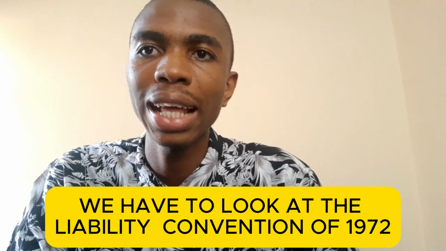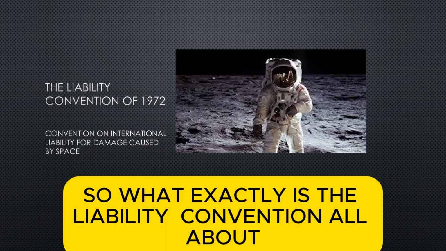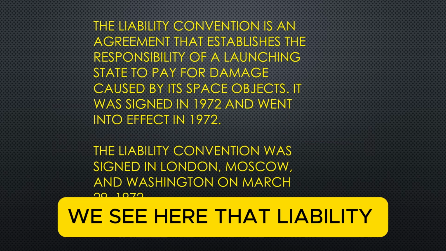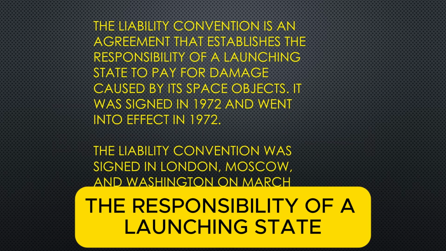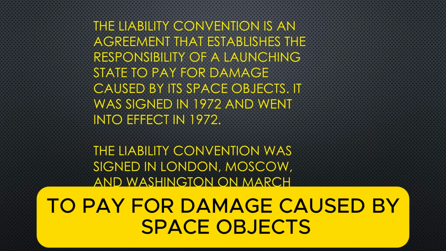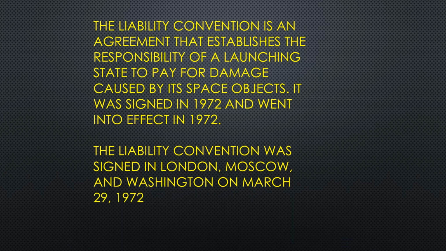Furthermore, we are going to look at the Liability Convention of 1972. So what exactly is the Liability Convention all about? We see here that the Liability Convention is an agreement that establishes the responsibility of a launching state to pay for damage caused by a space object. It was signed in 1972 and went into effect in 1972. The Liability Convention was signed in London, Moscow, and Washington on March 29, 1972.